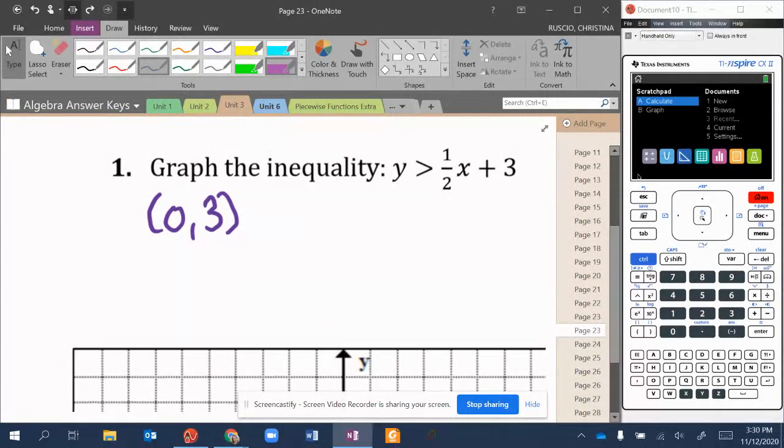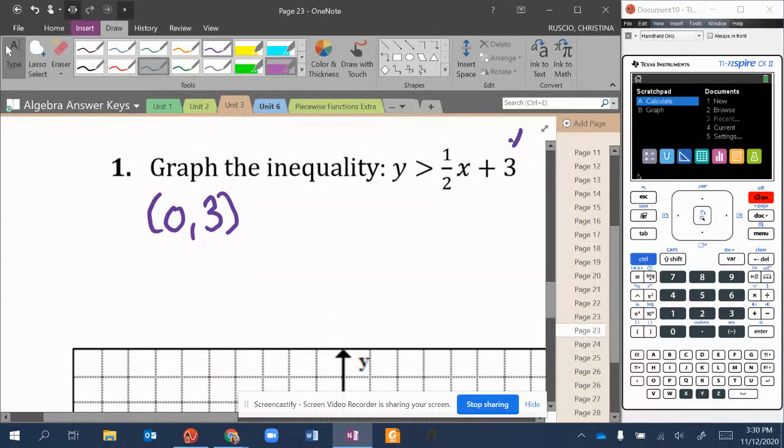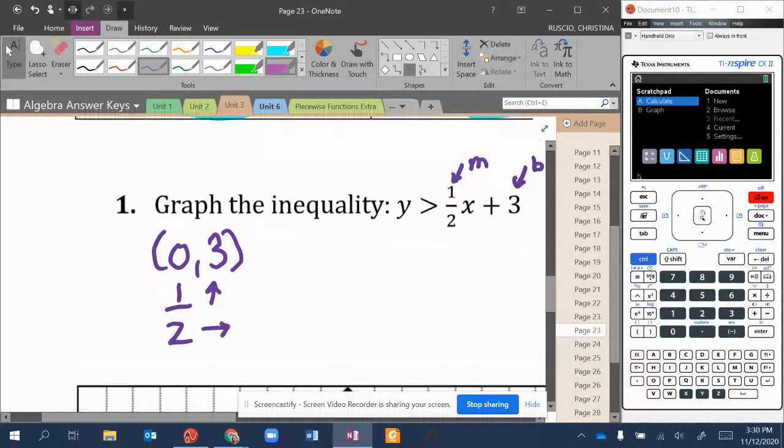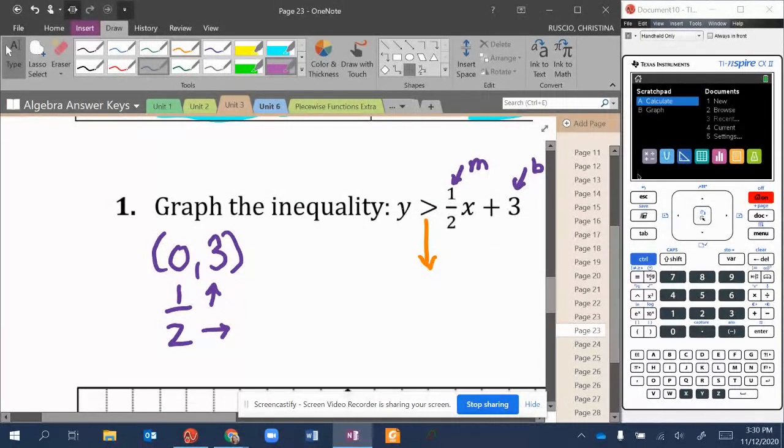It's in y equals mx plus b form. Our b, that's our y-intercept, and our slope is 1/2, which means we go up 1 to the right 2, right? This is our m. That's our b. Now, what we do have to pay attention to with an inequality is this sign. Because that sign is greater than, we are going to shade above the line. But because it is not equal to, we are going to have a dashed line.